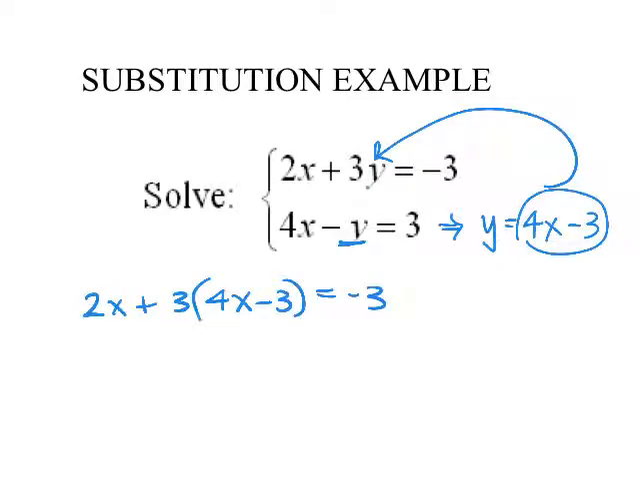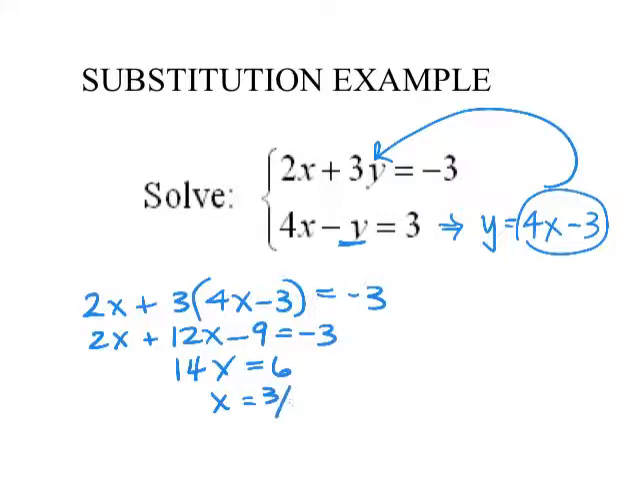Now I have one equation with one unknown. So let's go ahead and just solve this. Let's see, let's combine like terms, 14x, and add the 9, so you end up with a 6. So x equals 3/7. I am not going to find that by graphing. Once you have the x variable, then you can plug it into either equation. So I think I'll use the second one.